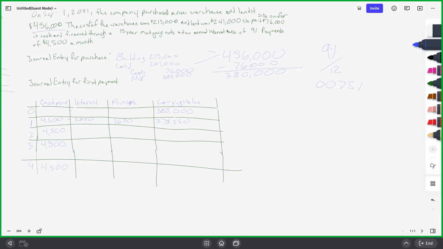Wait, no, round this to the hundredths place, right? Make it a whole number. We're making this easy, making those whole numbers. So next one is 2838. Oh, it's 1,662. Perfect. And what about that last one? What's our new carrying value? 376,600.